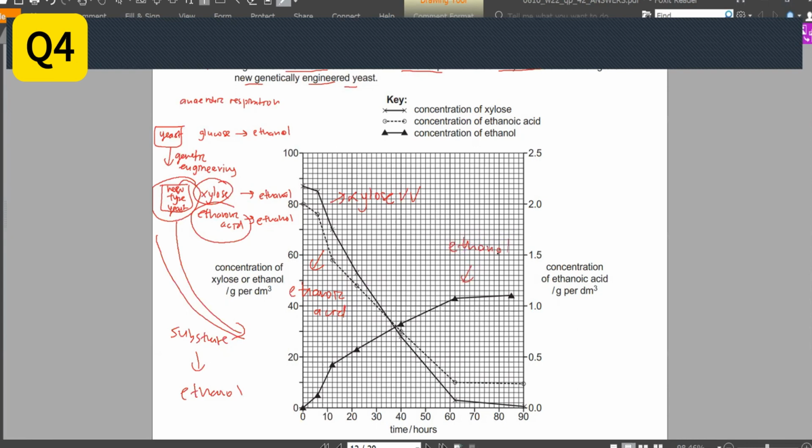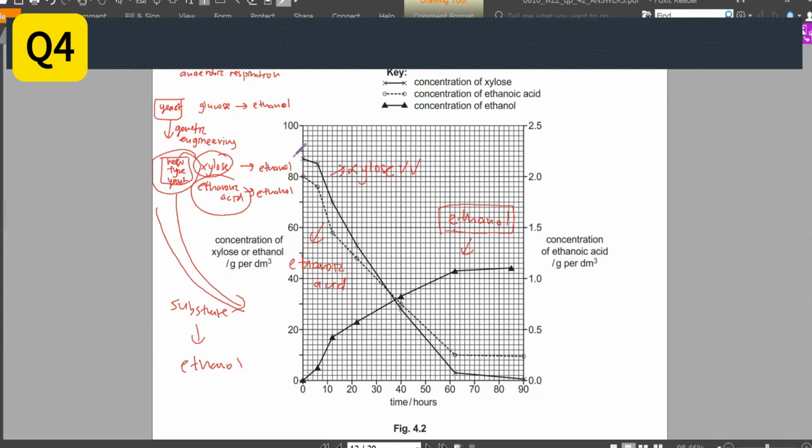Okay, so ethanol is produced. That's good, no problem. That's what we expected, what we want. The substrate decreases and the product increases.